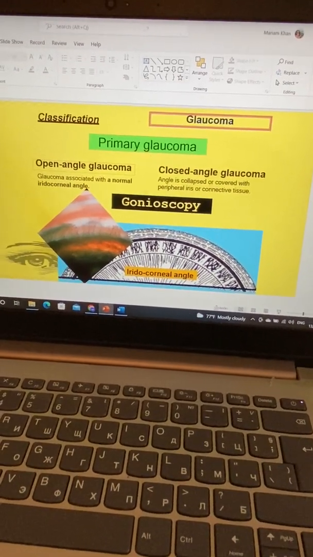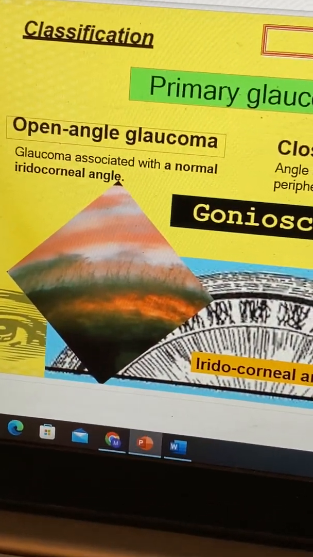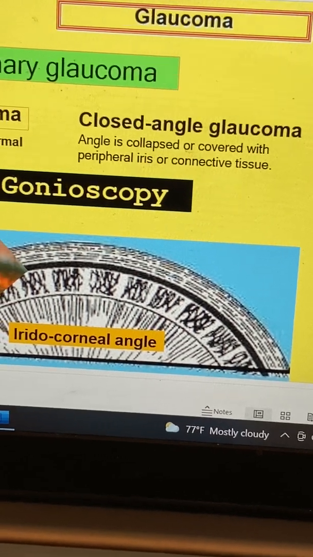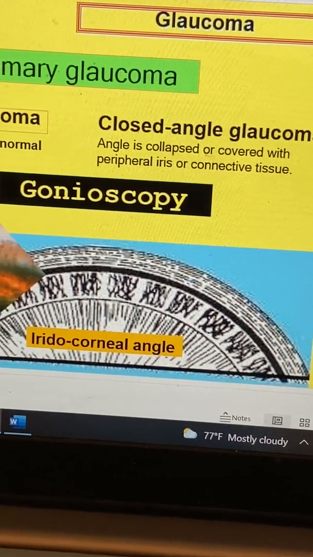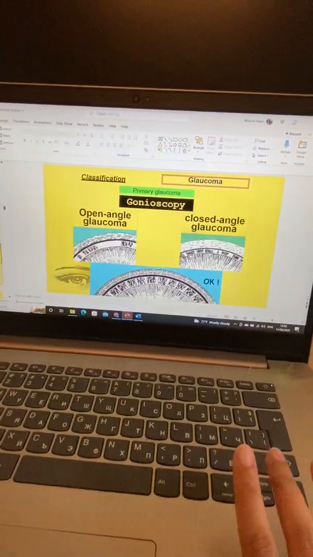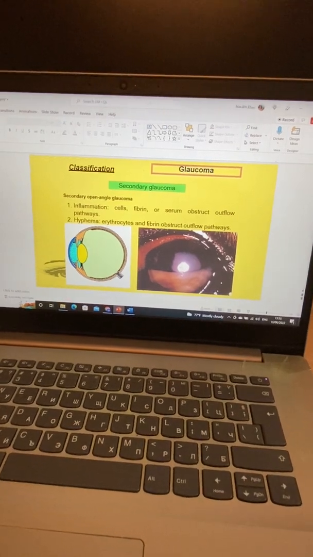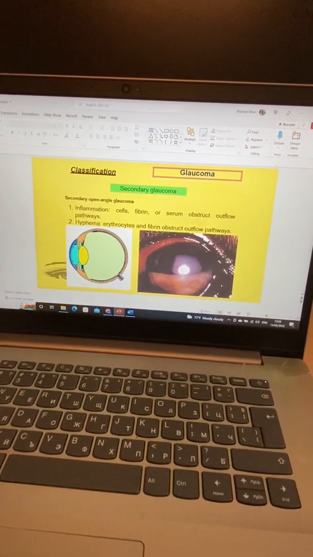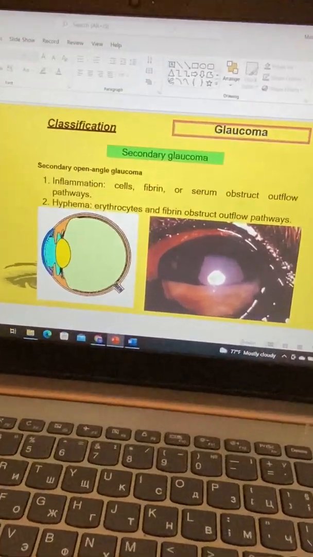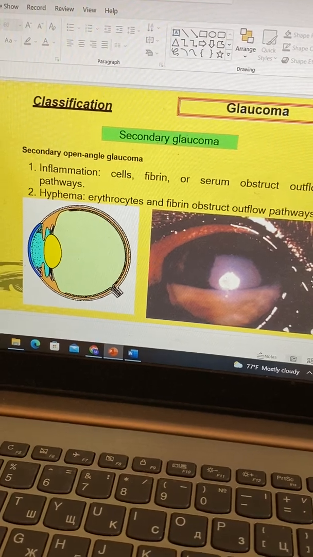So with the open type, you have a normal iridiocorneal angle. With the closed type, you have an angle that's collapsed or covered with the peripheral iris or continuous tissue. In the secondary type of glaucoma, let's get there. Okay. You have open angle glaucoma again, but there are too many aqueous contents, or there's vascular hypertension that affects the aqueous humor.